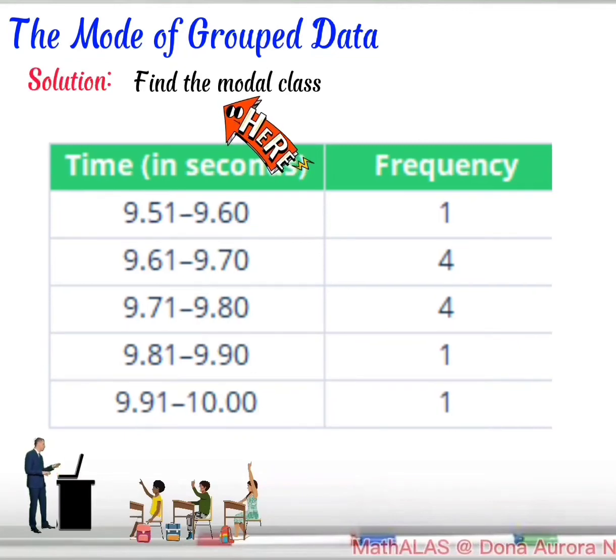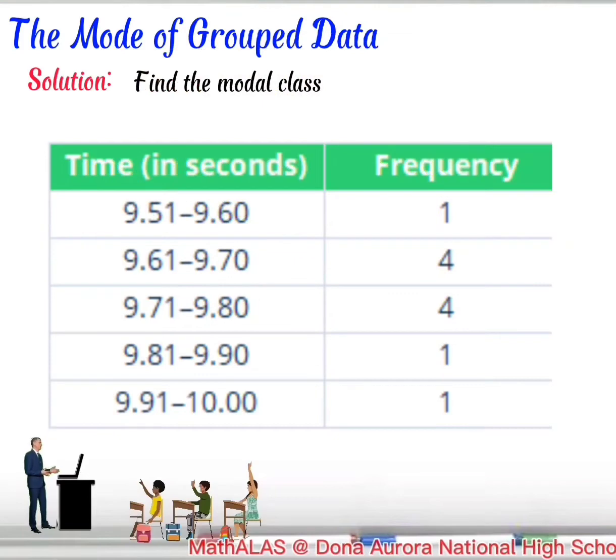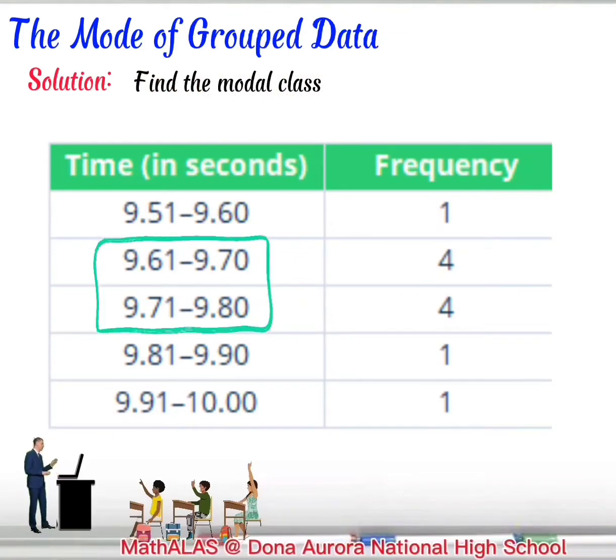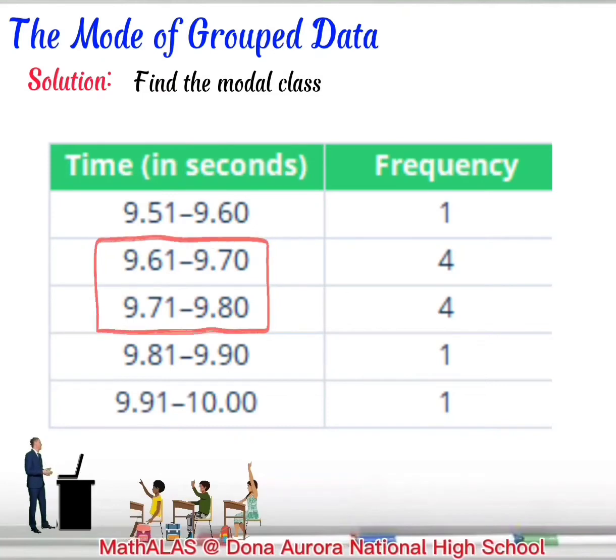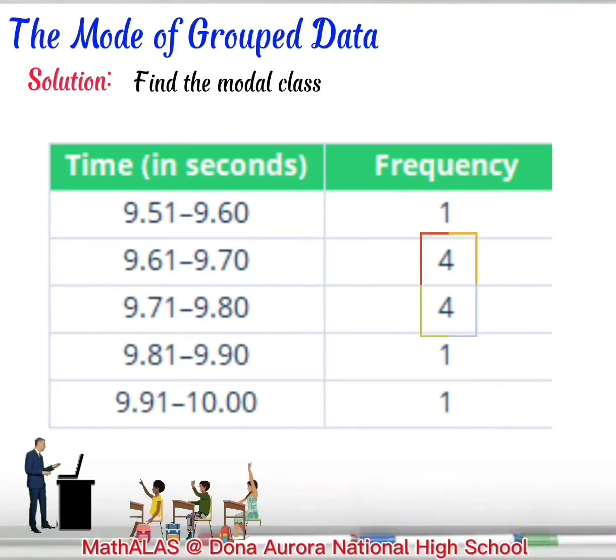Step 1. Find the modal class. Please note, the modal class is the class or classes containing the highest frequencies. In this case, our modal classes are 9.61 to 9.70 and 9.71 to 9.80, since both have a frequency of 4.